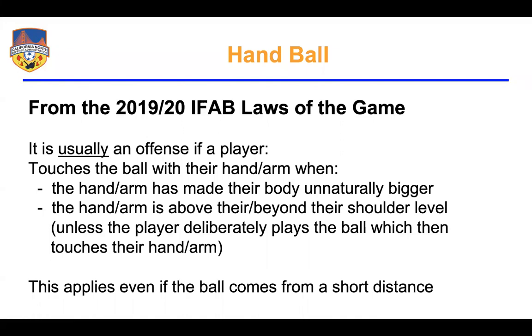If they have made their body unnaturally bigger or if their arms and hands are up above their shoulders, it does not matter how far the ball has come because that's unnatural for the hand to be there, and we don't want that to be happening in the game. So regardless of the distance from which the ball comes, we want to call a handball usually when the arms and hands are in an unnatural position, making their body unnaturally bigger, or if their hands are up above the shoulders. Any questions on the content on this slide?